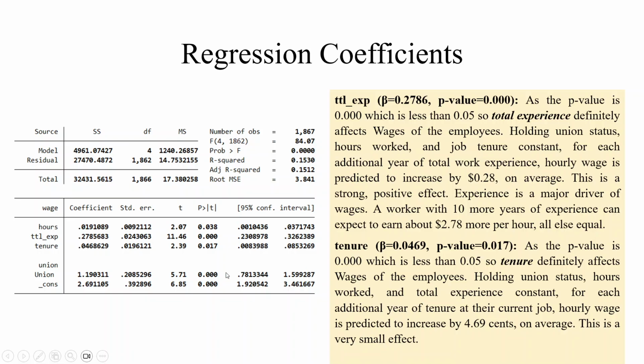What is the effect of tenure? This one. Its p-value is less than 0.05. So what we will write: as the p-value is 0.00, which is less than 0.05, tenure definitely affects wages of the employee. Holding union status, hours worked, and total experience constant, for each additional year of tenure at their current job, hourly wage is predicted to increase by 4.69 cents on average. This is also a very small effect.